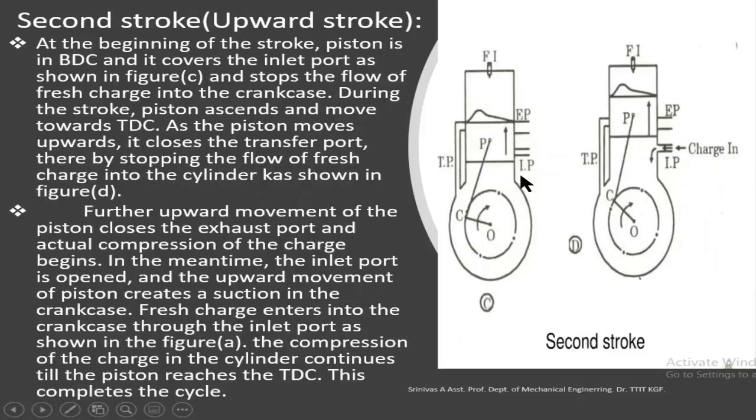And next, the upward stroke. The piston will move from BDC, bottom dead center, to TDC. During this process the air-fuel mixture is compressed, the inlet valve gets opened, and the fresh air-fuel mixture enters the cylinder, and here the air-fuel mixture gets compressed. So this is the upward stroke.